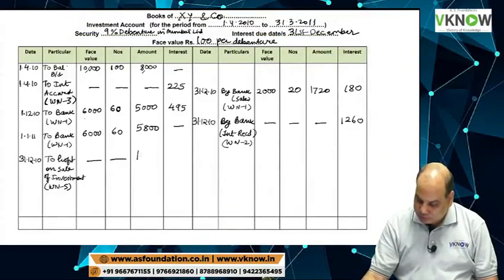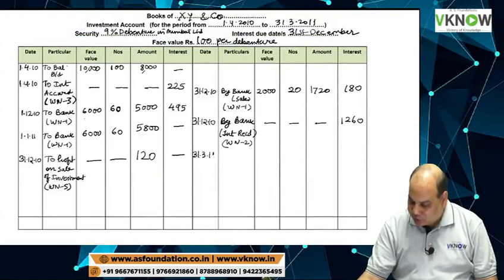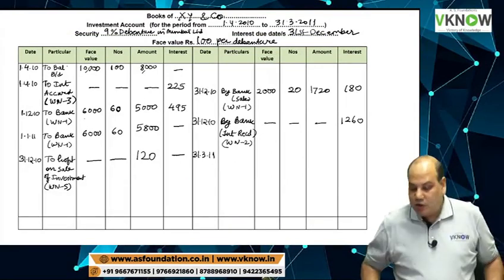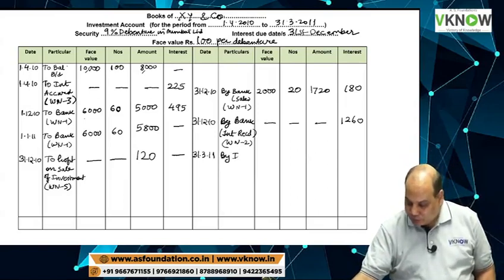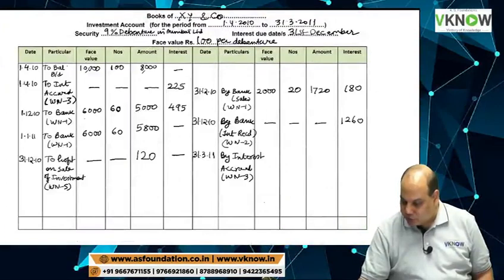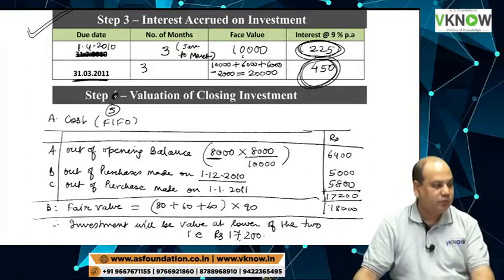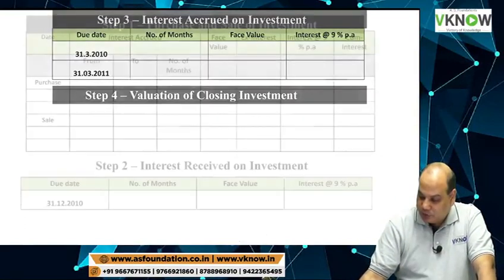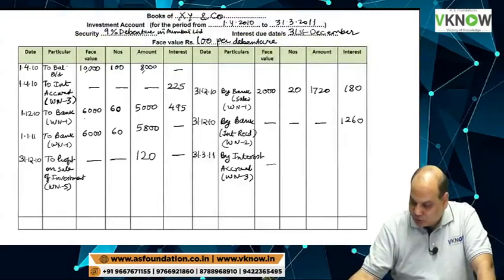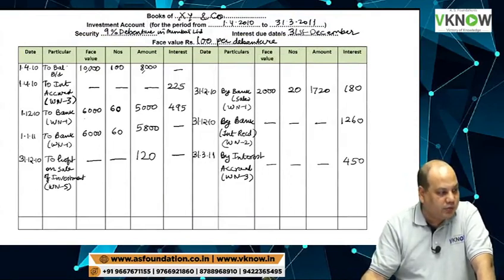So right, that is there. Then on 31st March 11, by interest accrued, working note 3. So I will check what is the interest accrued. Let me go to working note 3. Can you see at the top here 450 rupees? 450 is interest accrued at the end of the year.